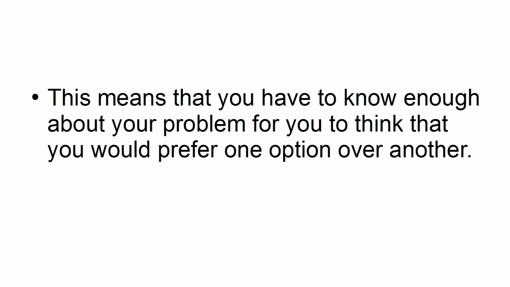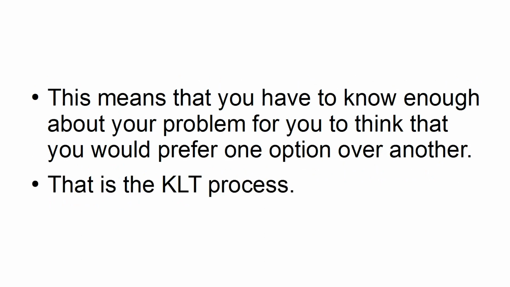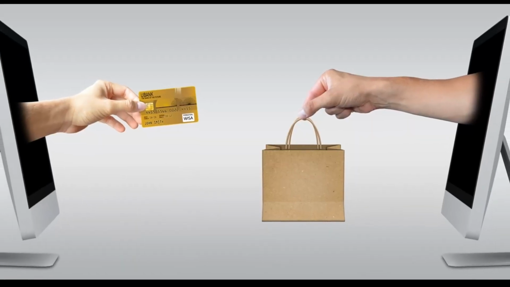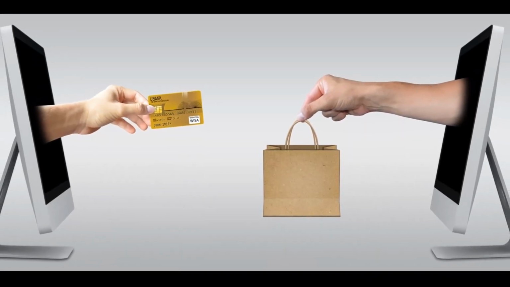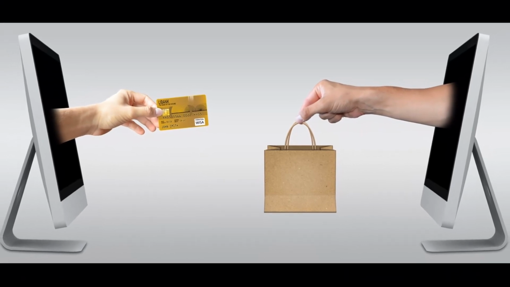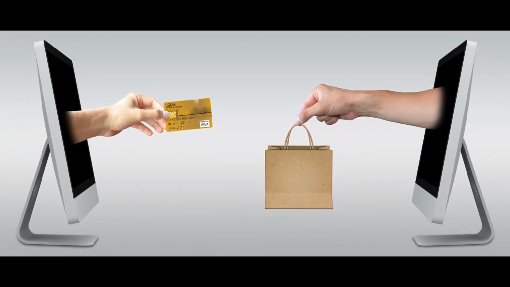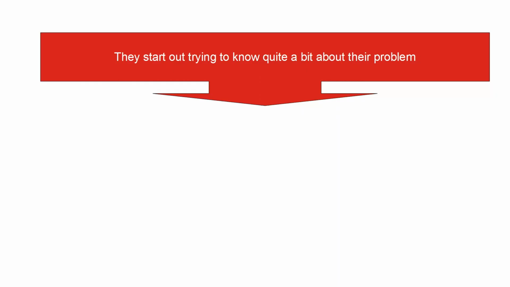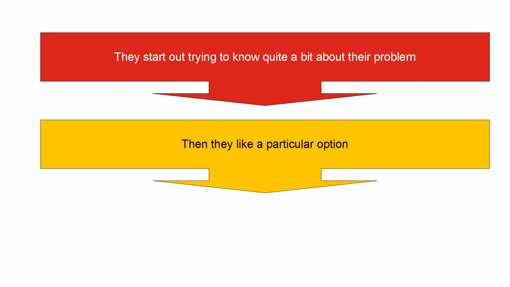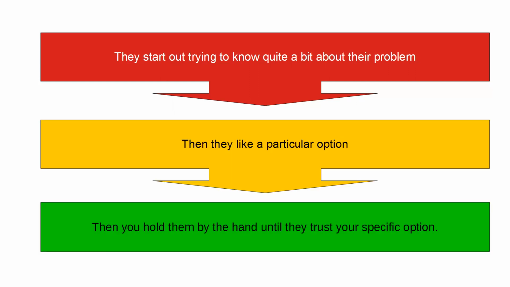Which brings up the question, how do you get to like a particular option instead of other options? This means that you have to know enough about your problem for you to think that you would prefer one option over another. That is the KLT process. Your job as a salesperson, and you are a salesperson even though you're using online videos, is to walk all your viewers through the KLT process. They start out trying to know quite a bit about their problem. Then they like a particular option, and then you hold them by the hand until they trust your specific option.